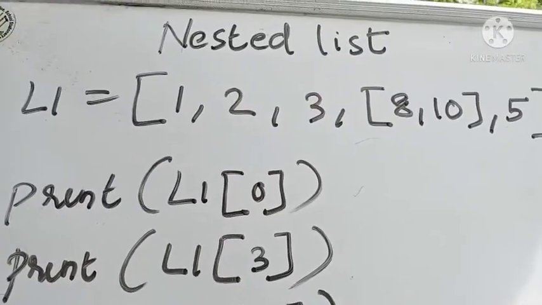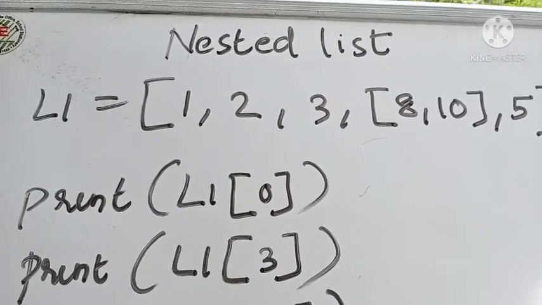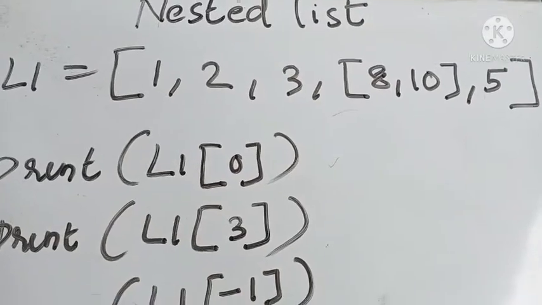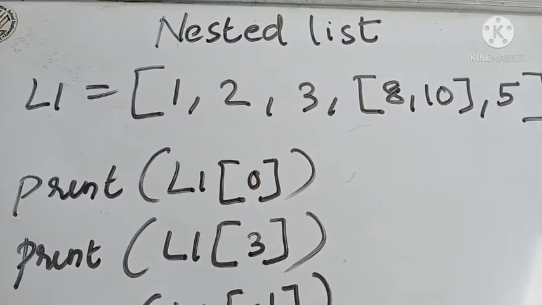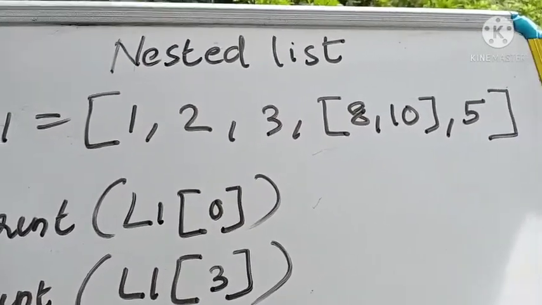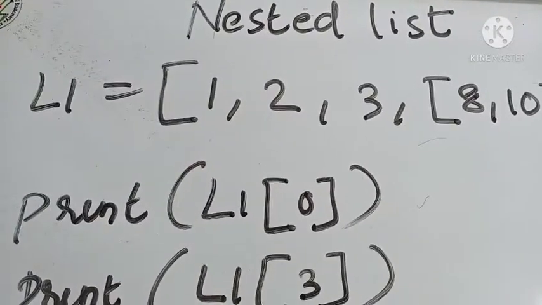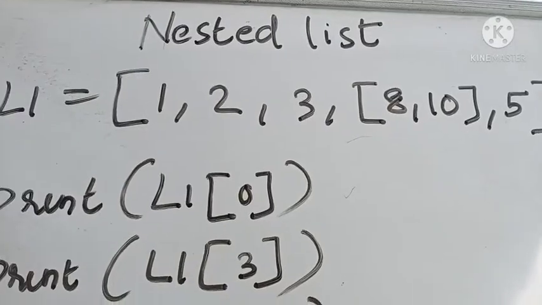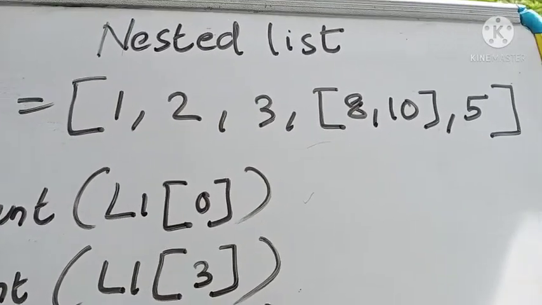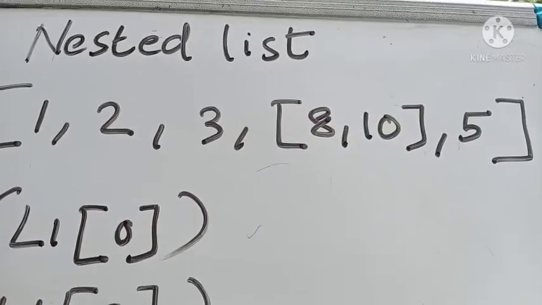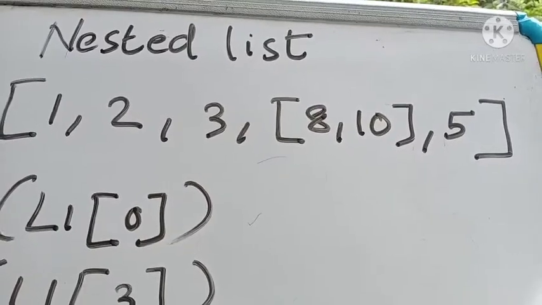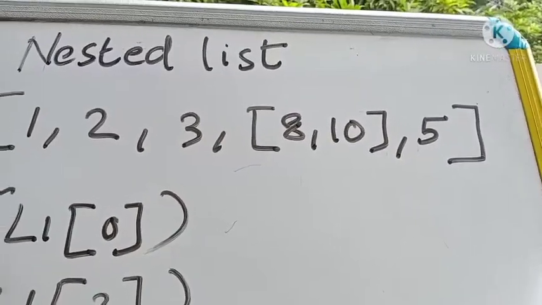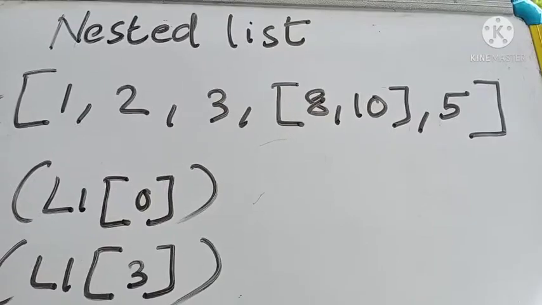Now let me tell you about the nested list. Nested, as we know, means the concept of another list coming inside a list. So the nested list, I will show you one example. L1 equal to, within square bracket you can see some numbers are here, okay, 1 2 3, and again you can see another list. In that you can see 8 and 10. After that, square bracket is closed, then 5 is there.